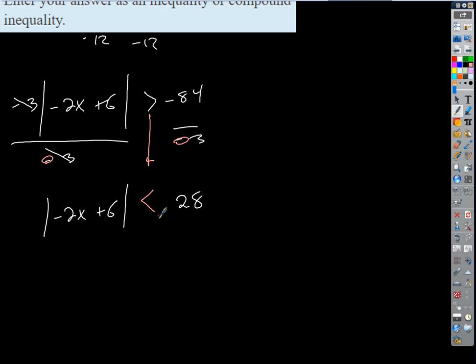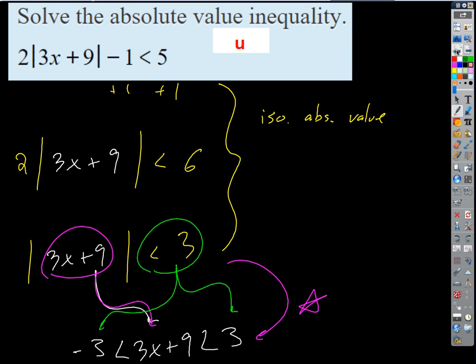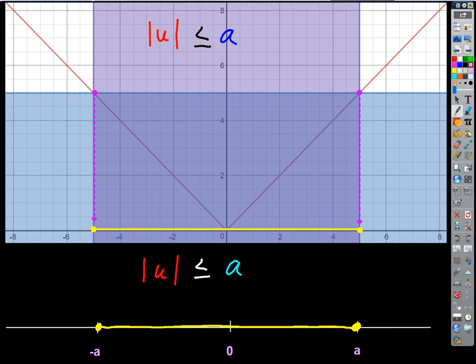Okay, now I isolated the absolute value. So which kind of a trade am I gonna make here? If I have the absolute value of U, whatever you wanna call it, is less than 28, is that gonna be an and or an or statement? That's and, right? Because we're asking when is the absolute value of U less than A. If it's less than A, that's that picture right there, isn't it?